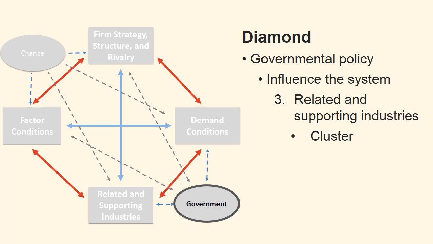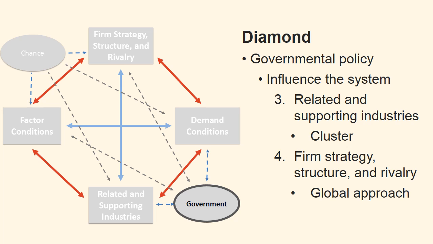The last of the four determinants that government affects is firm strategy, structure and rivalry. Government policy has many influences on the way firms are created, organized, managed, their goals and how they compete. Sustaining and enhancing competitive advantage requires that a nation's firms take a global approach to strategy. Government policy should seek to avoid currency restrictions, restrictions on foreign investment, and restrictions on the inflow and outflow of skilled personnel that impede internationalization.